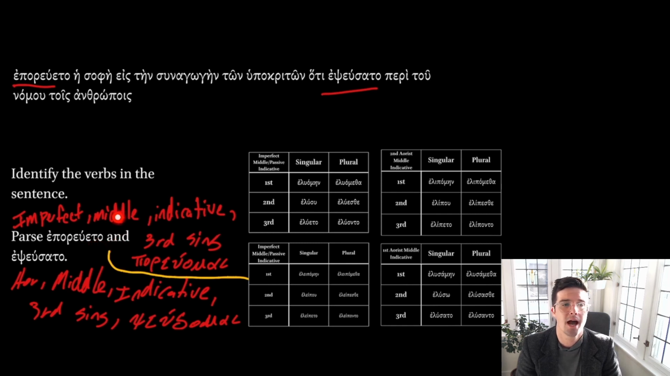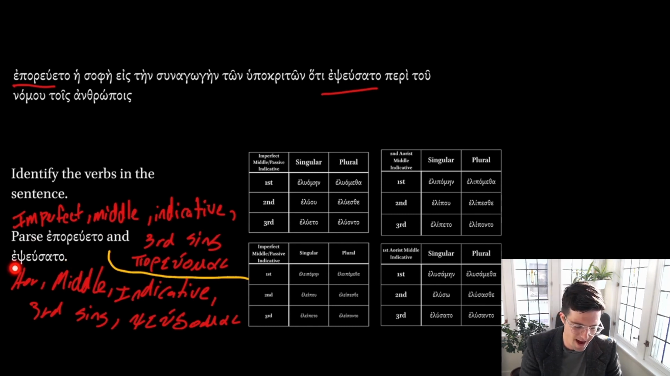So we have an imperfect, and the eto ending here is going to tell us it is third person singular, and by its form, what it looks like, it is either middle or passive, but in this case, based on the context of the sentence, we know it is middle. Let's move on to our next verb here.